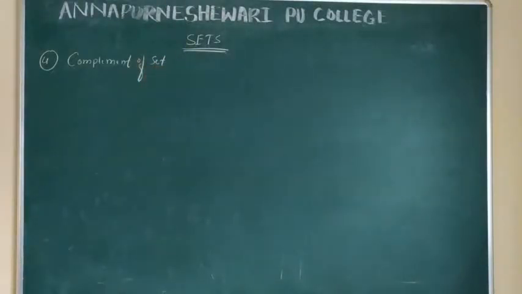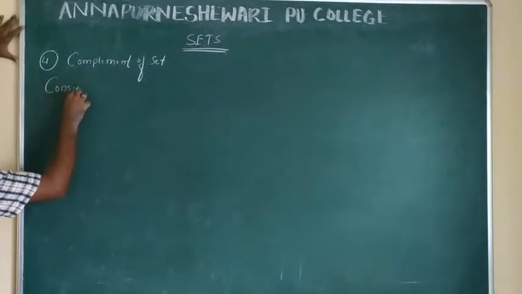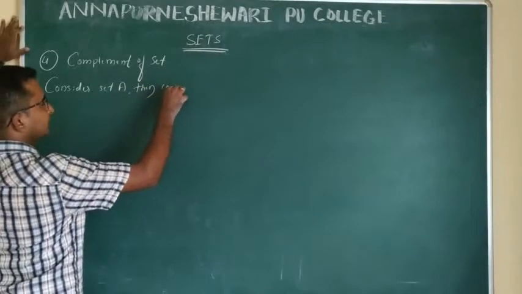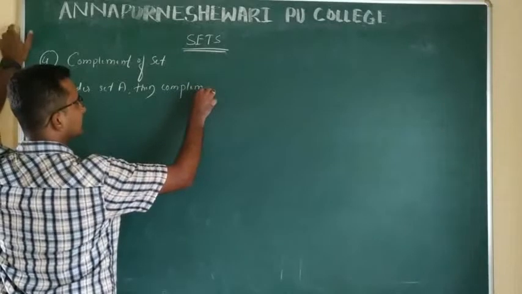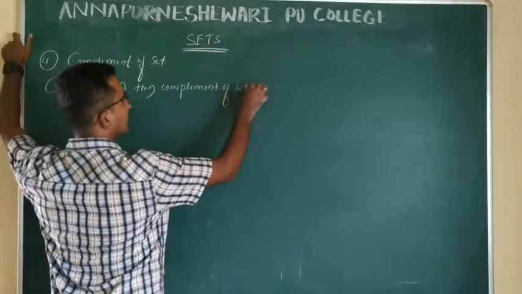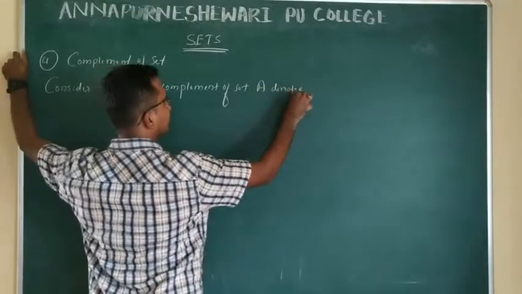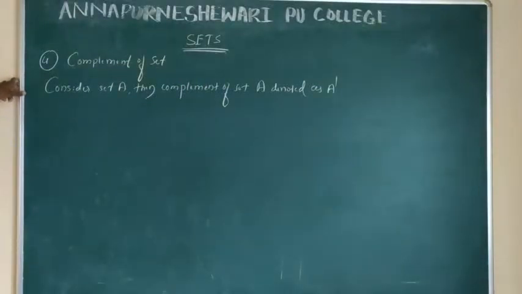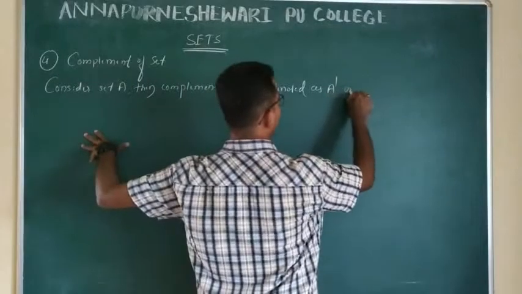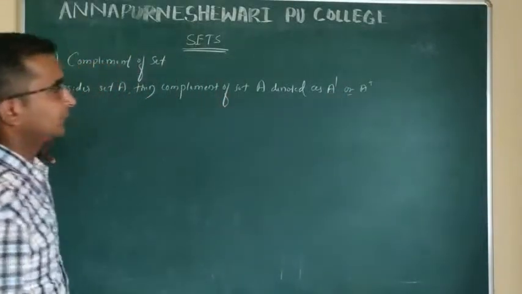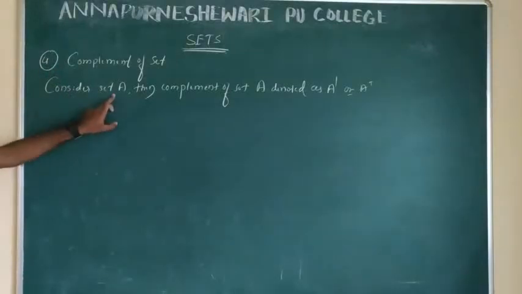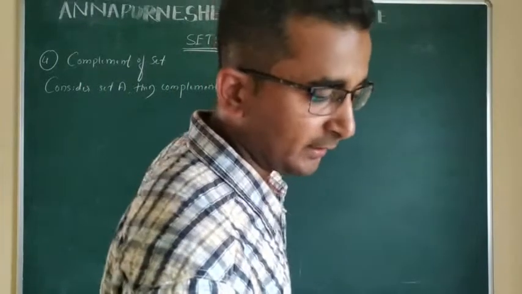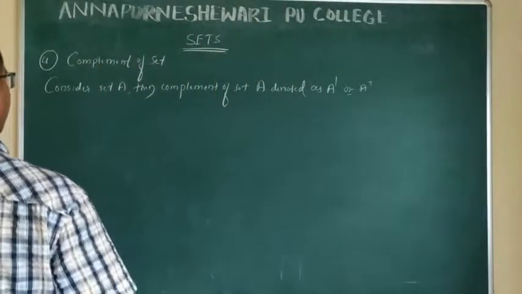So what is meant by the complement of a set? When I consider set A, the complement of set A is denoted as A dash, or you can write A raised to c. That is also what we call the complement of a set. To define it, we have to consider set A and set U also.